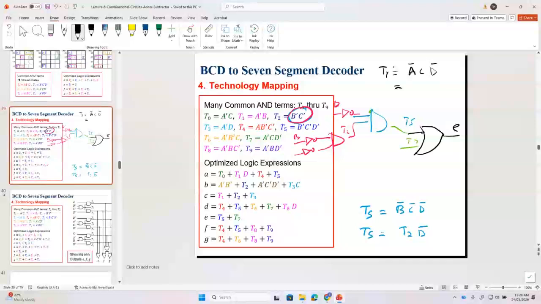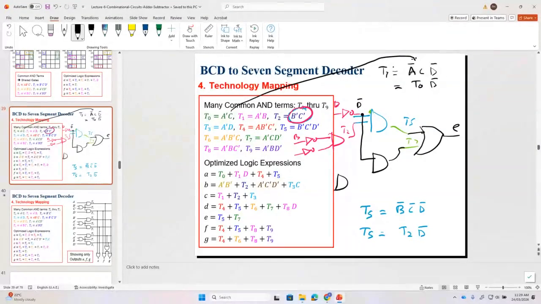It is what? Help me. T0 D bar. Yes, T0. Because you can see here this A bar C is actually T0. T0 D bar. So now we have the black color, which is actually T7. T7 is T0 D bar. And since we have D bar, we can reuse this D bar. This is my D bar now. And now what is T0? A bar C. So T0 is A bar and then C.